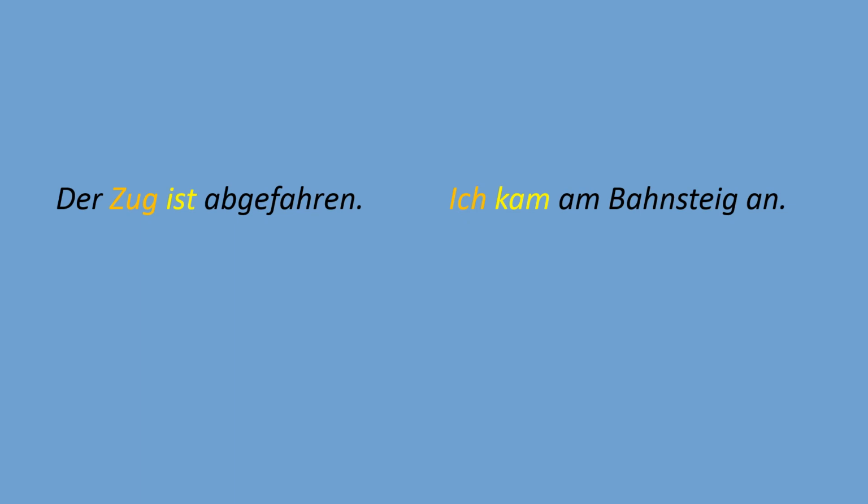So in both sentences, we have subject and verb agreement. In the first sentence, the subject is Zug, the train. In the second sentence, the subject is ich, I. We have two verbs, so we have subject plus verb agreement. In the first sentence, the verb is ist. In the second sentence, the verb is kam.